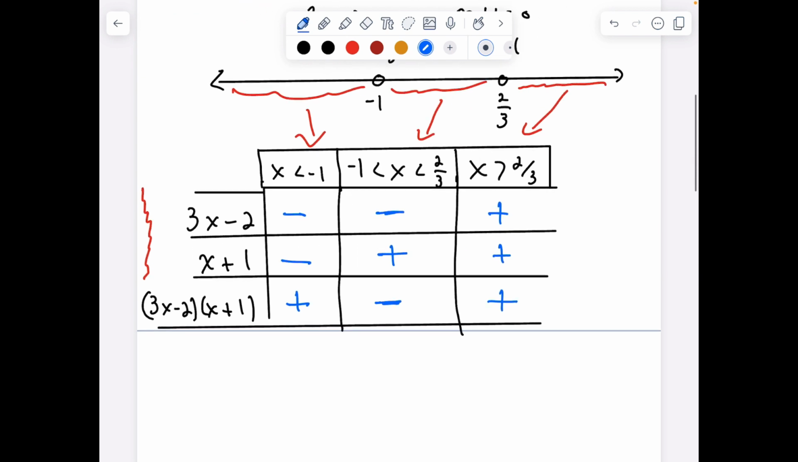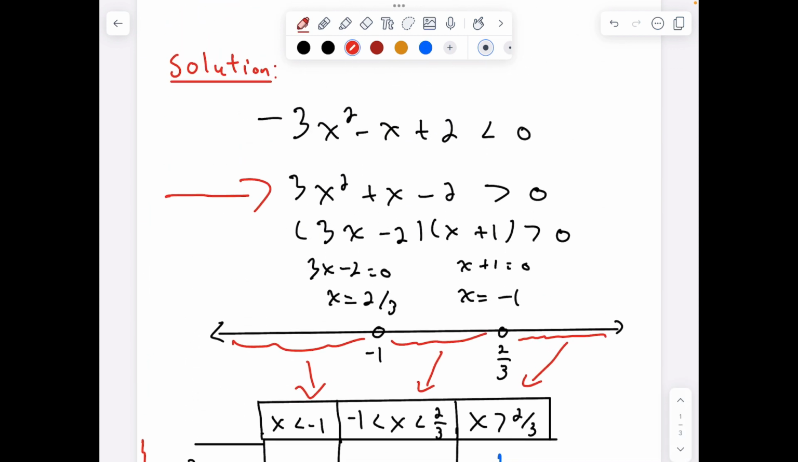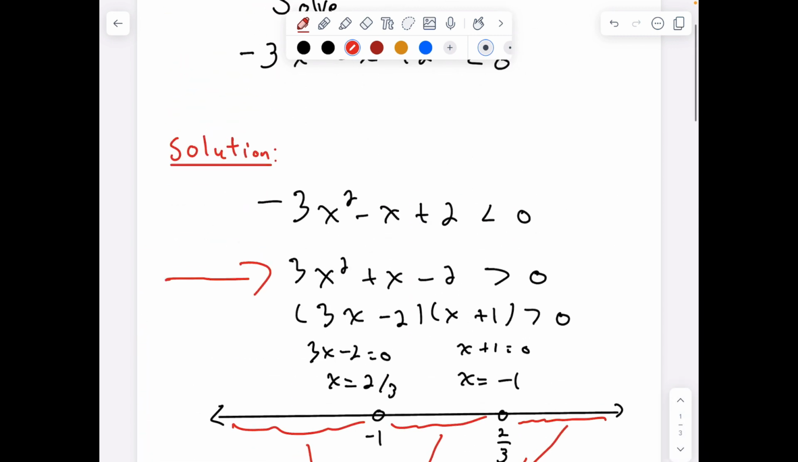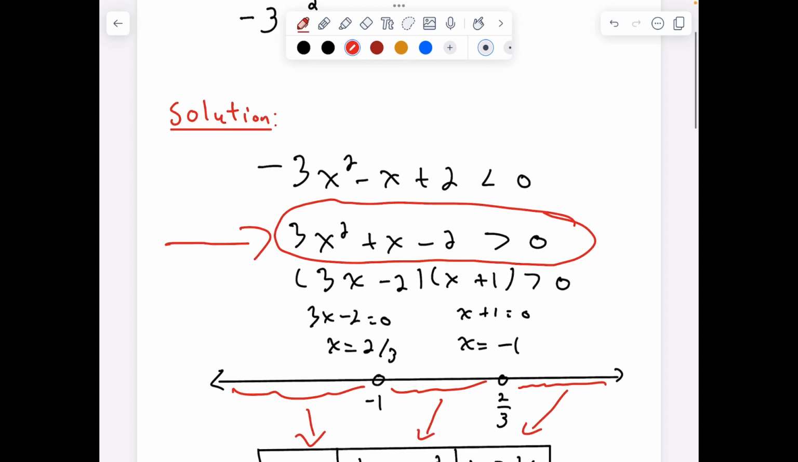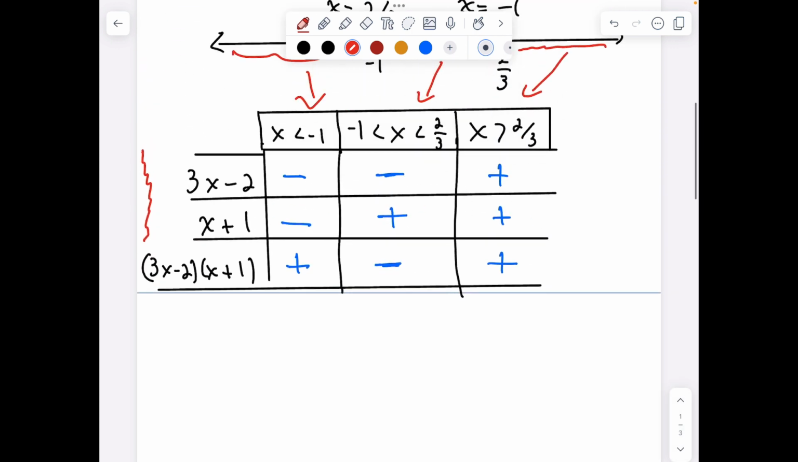Okay. And our answer would be, because at the end of the day, I am working with the inequality in red, sorry, what I mean by the inequality right here is this. I'm interested in all the values of x for which this expression is greater than 0. And that would come out to be all the stuff that's less than -1, or all the stuff that's greater than 2/3.